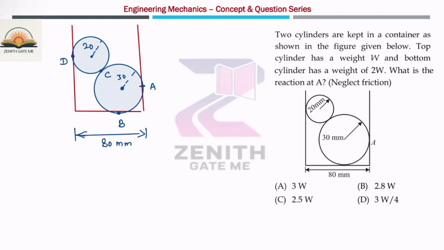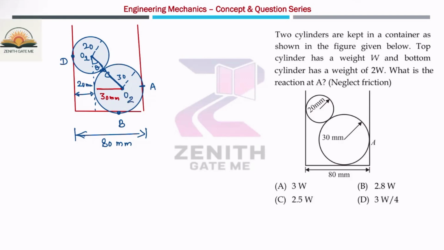What about this? This is nothing but 20 mm, which is the radius of the top cylinder. Okay, so if this is 20 mm, what is this value? This value is 30 mm, the radius of the bottom cylinder. So if I join this point, this angle you have to calculate. O1 is the center of the top cylinder and O2 is the center of the bottom cylinder.